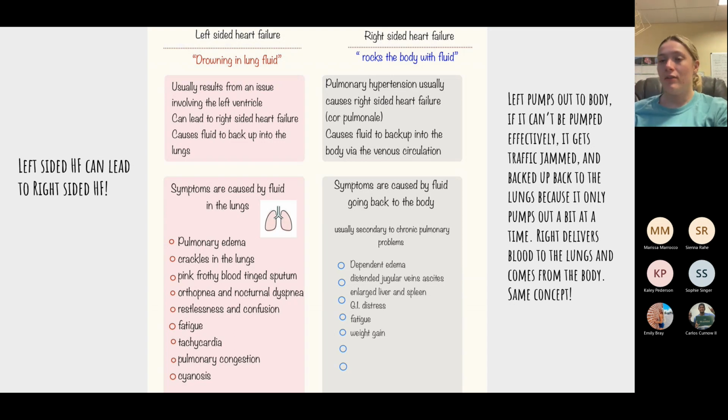Same thing with the right side of my heart. If the right side of my heart cannot push it into the lungs, it's going to back up. Where's it going to back up? It's going to back up into the body because that's where it came from. Specifically with left-sided heart failure, we are concerned that it can progress to right-sided heart failure, because as it continuously backs up into the lungs, it's then going to shove it into the right side of the heart, and now the right side of the heart has to work extra hard.